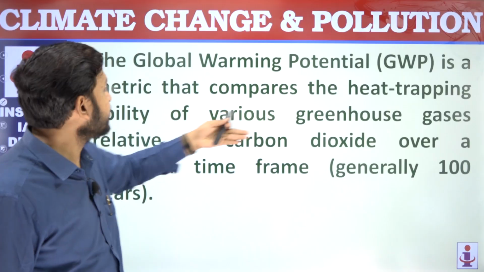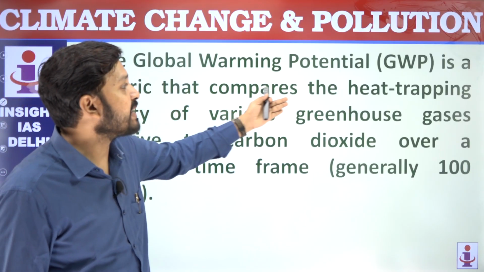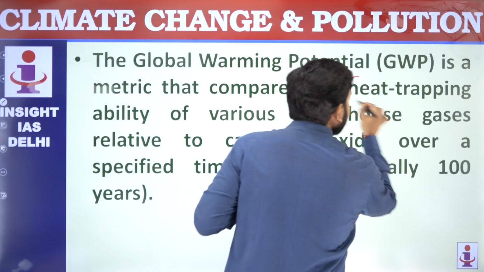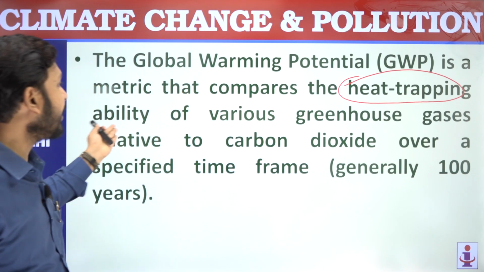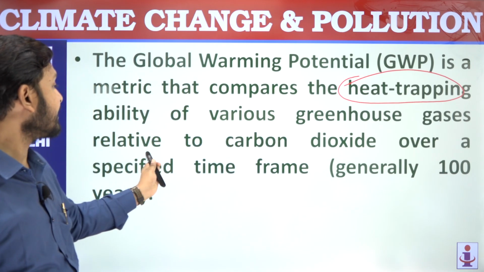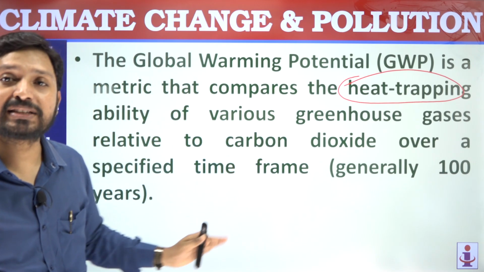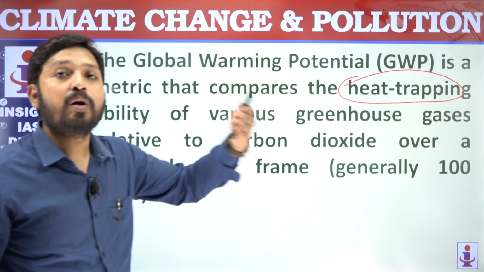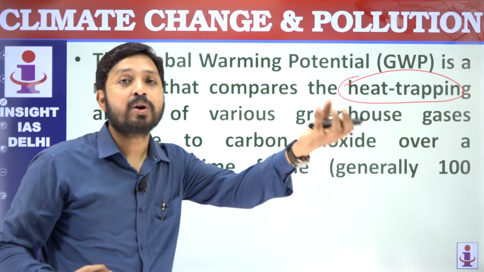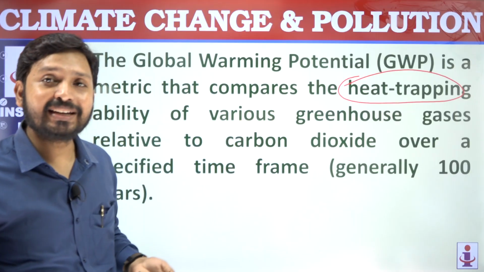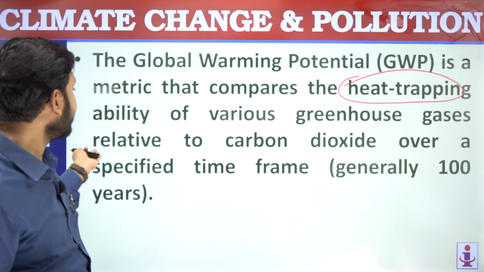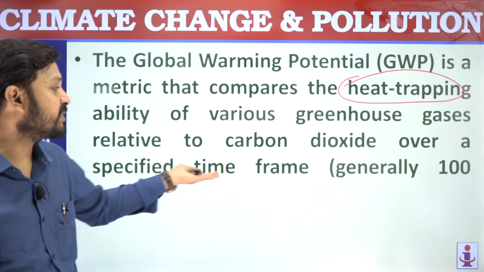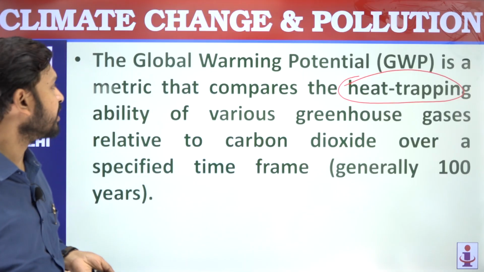The global warming potential is a metric that compares the heat trapping ability of various greenhouse gases relative to carbon dioxide, okay? This is what I was saying, right? Means compared to carbon dioxide, how much capacity those gases have to attract the heat, so that they will cause the greenhouse effect, over a specified period of time, that is generally taken as 100 years, okay?